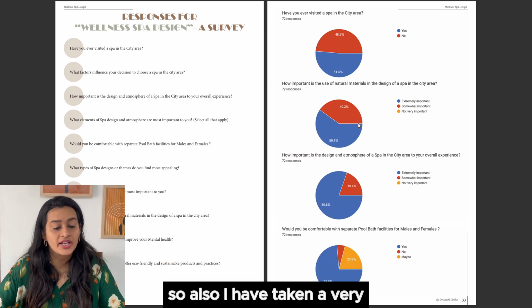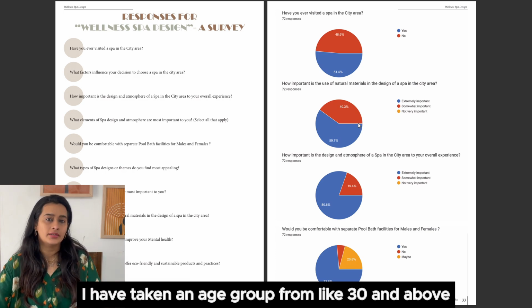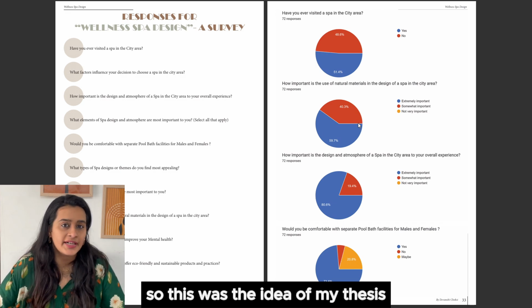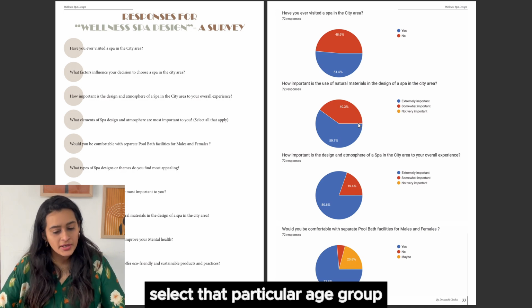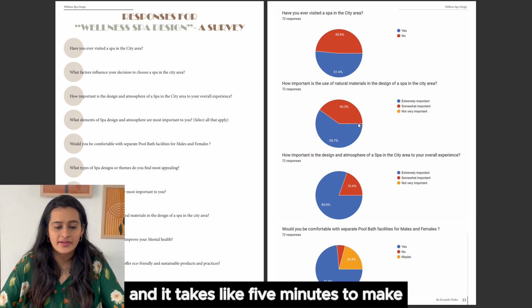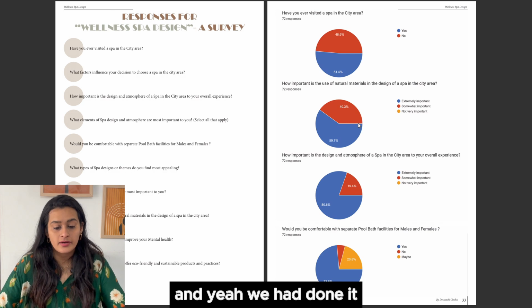Also, I have taken a varied age group. I have taken an age group from 30 and above, because 30 and above are all corporates. So this was the idea of my thesis: to select that particular age group, and then go ahead with it. This is merely a Google form, and it takes like 5 minutes to make. And yeah, we had done it.